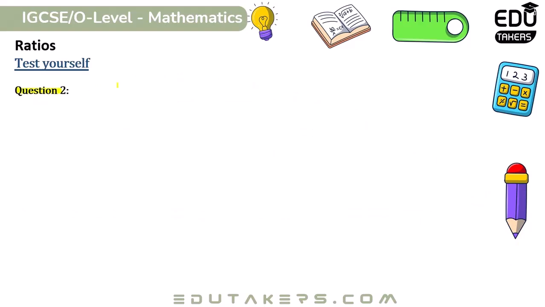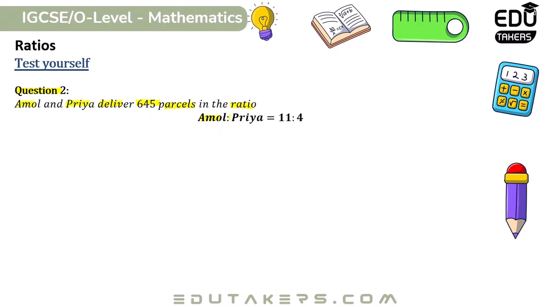Question number 2. Amol and Priya deliver 645 parcels in the ratio Amol to Priya is 11:4. Calculate the number of parcels Amol delivers. It's a 2-mark question.